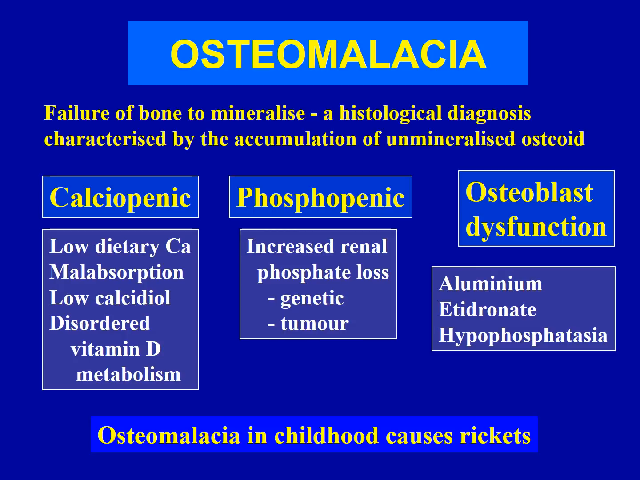When you think about why bone might fail to mineralize, it could be because there's deficiency of either of the substrates, calcium or phosphate, so calciopenic or phosphopenic. In cases of vitamin D deficiency, both calcium and phosphate tend to be deficient. Calciopenic osteomalacia can occur as a result of any malabsorptive state.